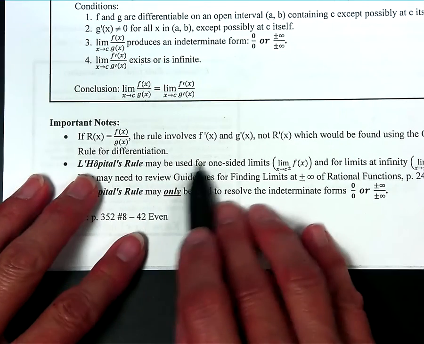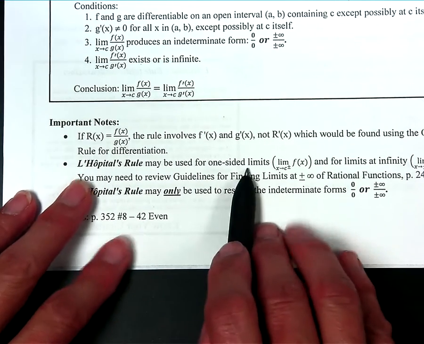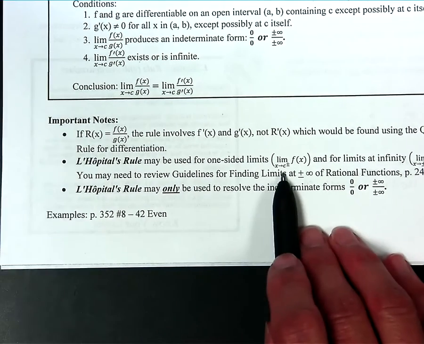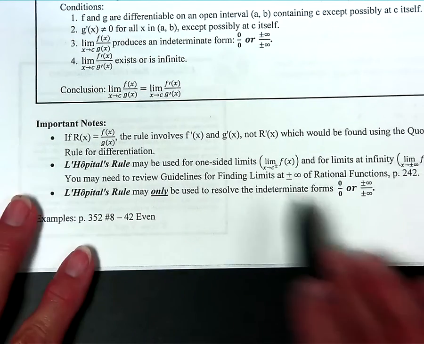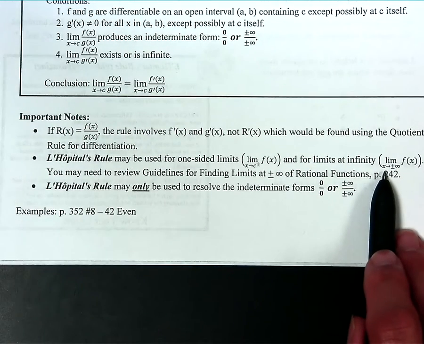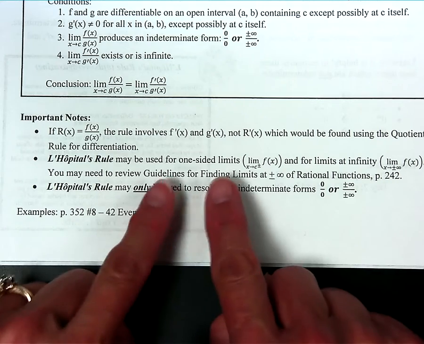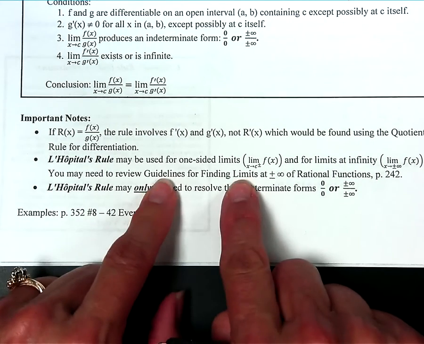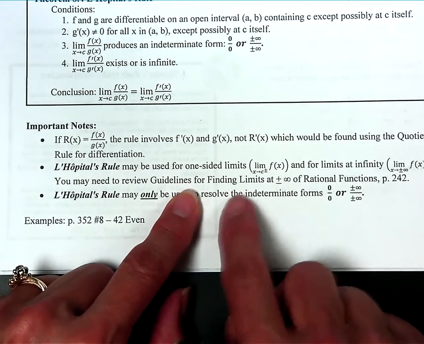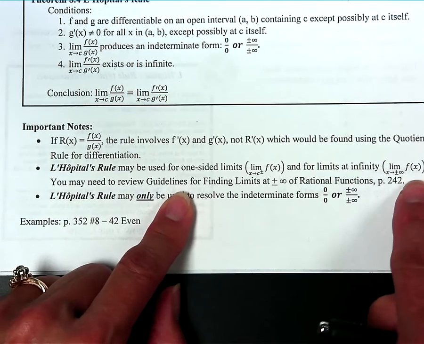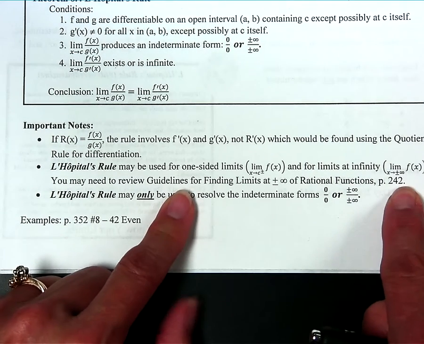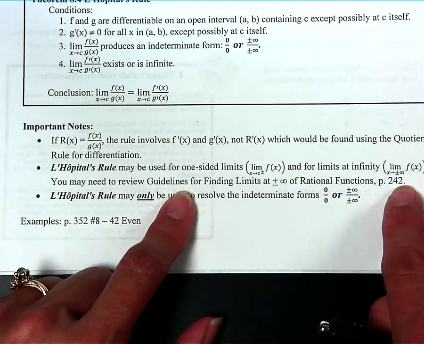L'Hopital's rule may be used for one-sided limits, the limit as x approaches c from the left or from the right, and for limits at infinity, as x goes to positive infinity or negative infinity. You may need to review the guidelines for finding limits at infinity of rational functions, but I bet you remember them. It was just that theorem on horizontal asymptotes.